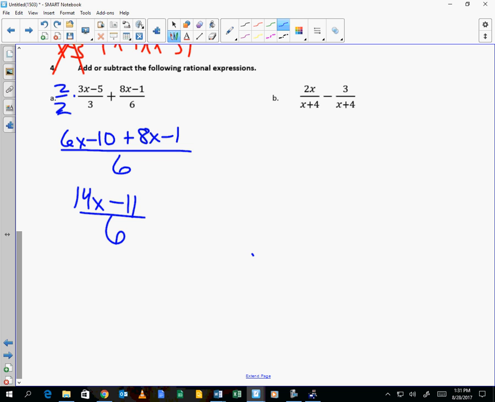What if it was a 14x minus 12? Yeah, you could factor what out of the top? 2 out of top and bottom and cancel. Okay. For letter B, it's okay if the denominators are an algebraic expression and not simply just a number. Here they're the same. All I do is I just write 2x minus 3 all over x plus 4.